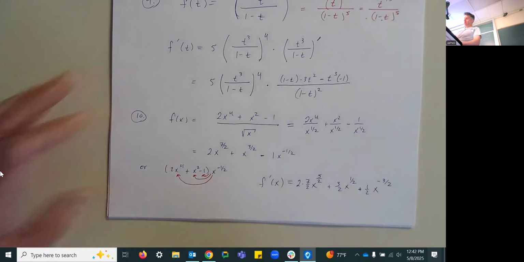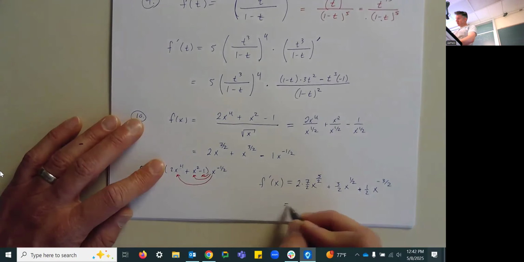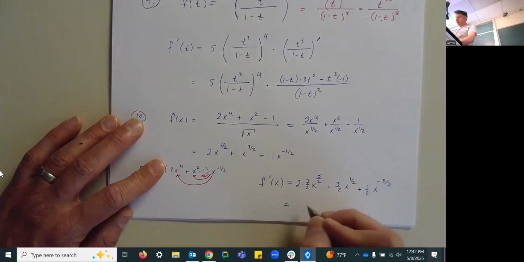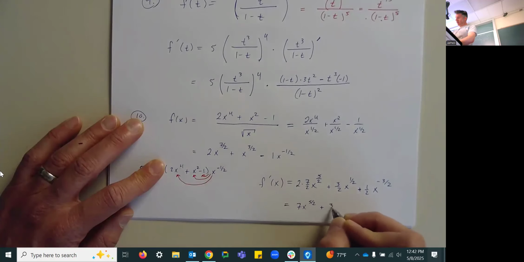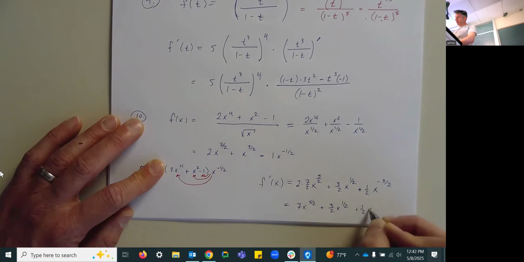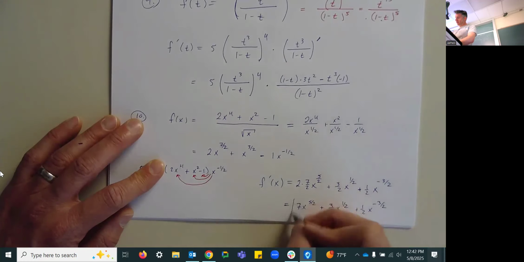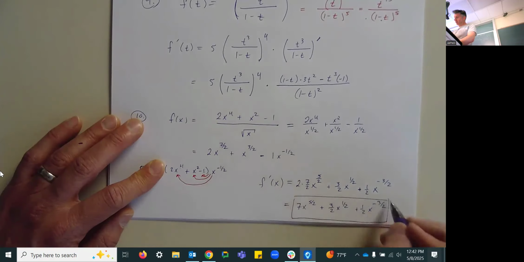And then I should have simplified this. 2 times 7/2 is definitely 7. So we get 7 times x to the 5/2 plus 3/2 x to the 1/2 plus 1/2 x to the -3/2. That's how I would write my answer.